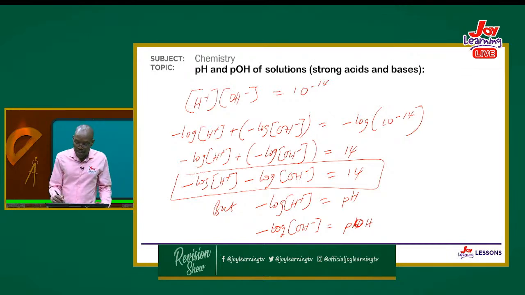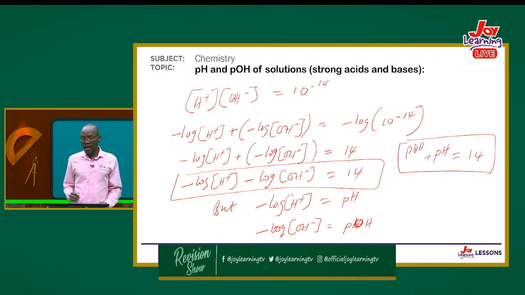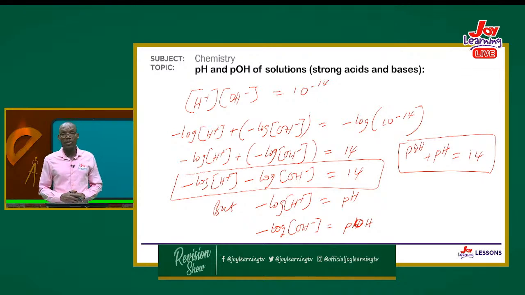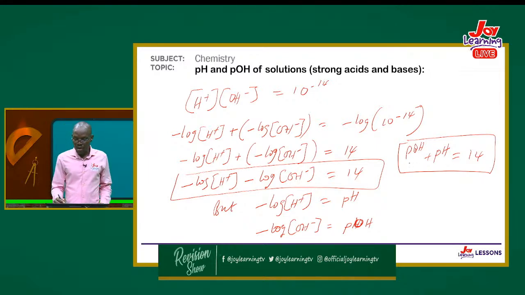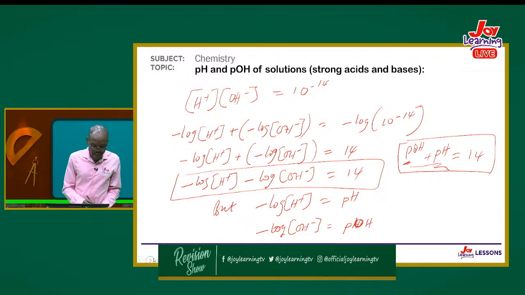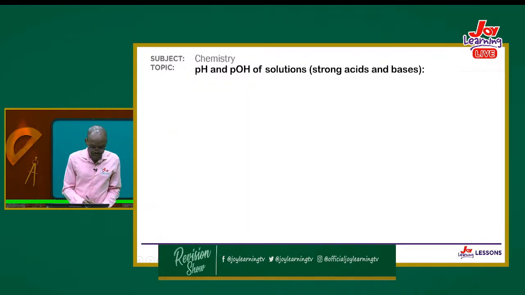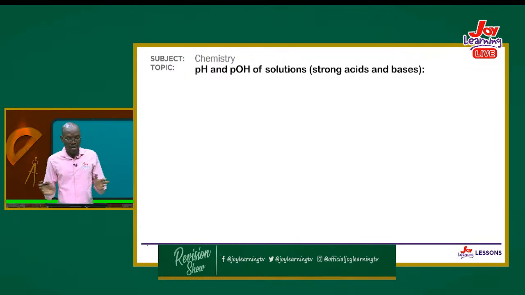Therefore, my pOH plus my pH equal to 14. So take note of that, so that when I know the pH of a given solution, I can use the relation to calculate the pOH of the solution. So this is a working formula that we have. We can just use it and do some calculation.